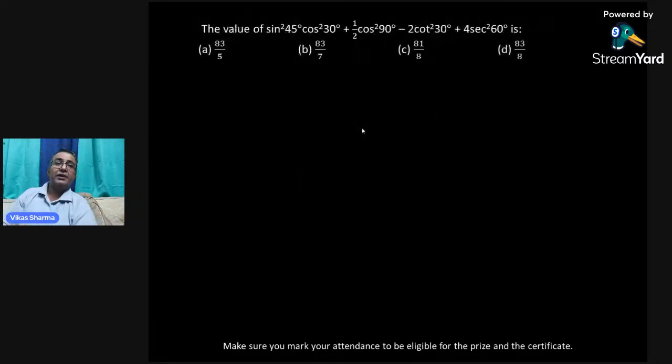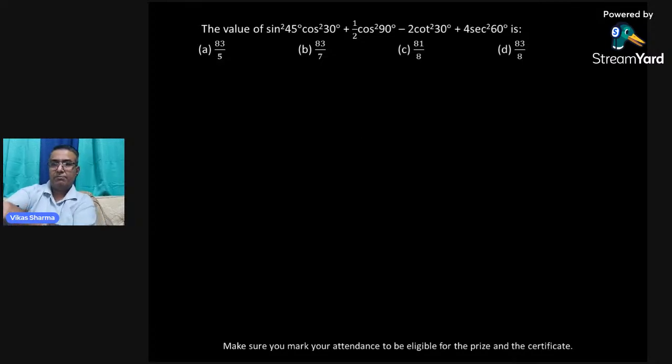Let's move to the next question, again on trigonometry. Very simple question, if you know the trigonometric tables or the values of the trigonometric ratios. Sine square 45 degrees, cos square 30 degrees, plus half cos square 90 degrees, minus 2 cot square 30 degrees, plus 4 secant square 60 degrees is how much? Lots of things there, but all fairly simple if you remember the table of values. Should it be 83 upon 5, 83 upon 7, 81 upon 8, or 83 upon 8?